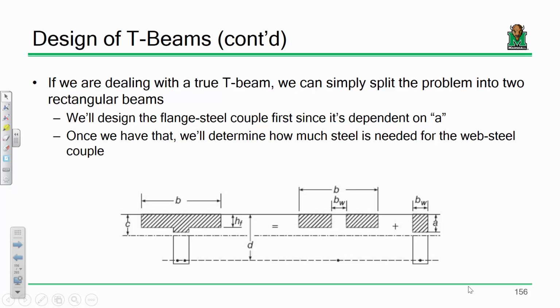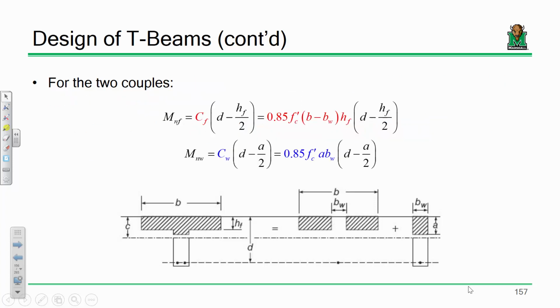One of them isn't. This is actually a typo. I'm sorry. It says we'll design the flange steel couple first since it's dependent on A. It's because it's not dependent on A. I'm sorry, that's a typo. It's supposed to be because it's not dependent on A. So we'll define the flange steel couple first because it's not dependent on A, and then we'll solve for how much we need in the remainder.